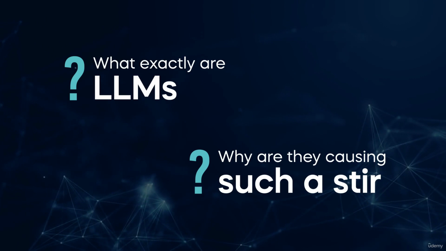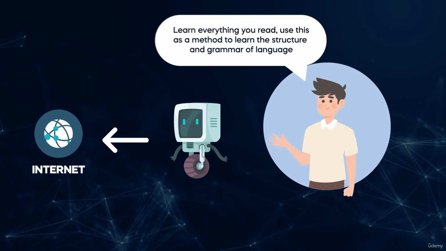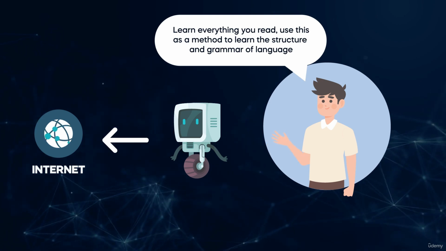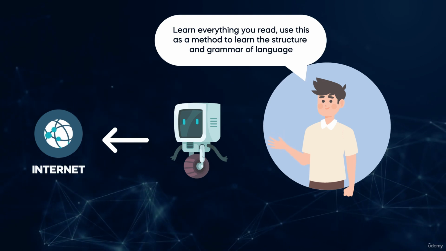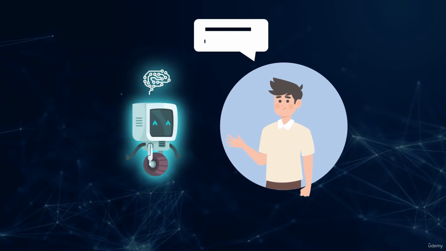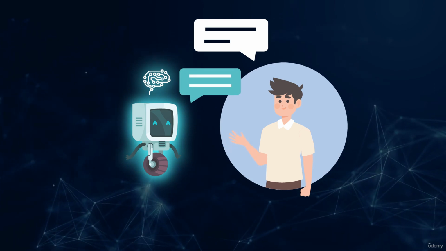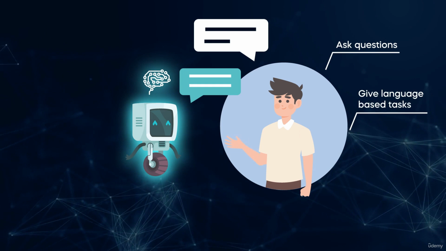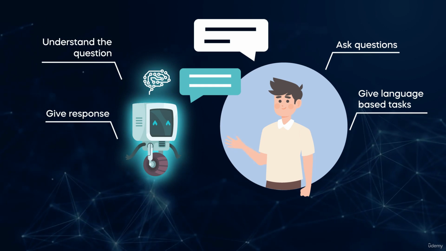To put it very simply, imagine you give a computer access to the entire internet and tell it to learn everything it reads, as well as using this as a method to learn the structure and grammar of language. This isn't exactly how an LLM works, we'll come on to that later, but the outcome is the same. You're left with a machine that has great general knowledge. And not only that, but the machine can actually talk to you about what it knows. You can ask it questions or give it a language-based task, and the machine will understand your question and be able to give you an appropriate response.